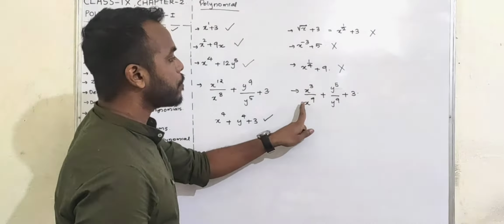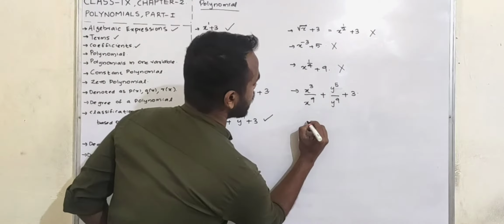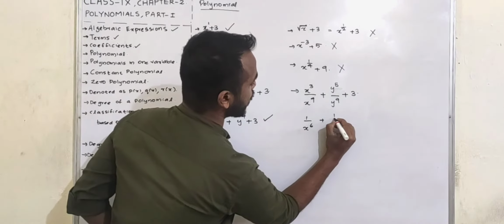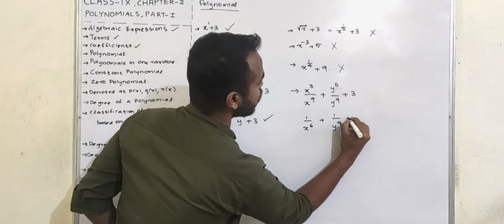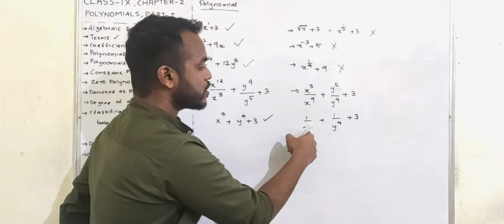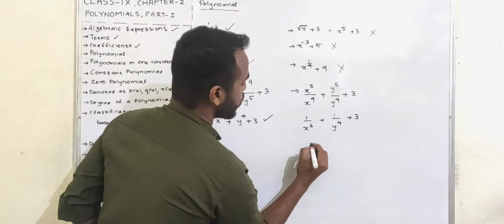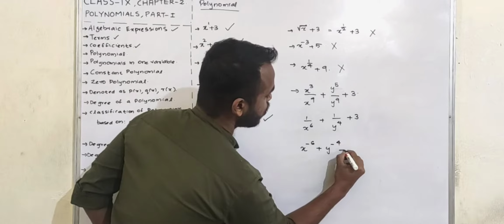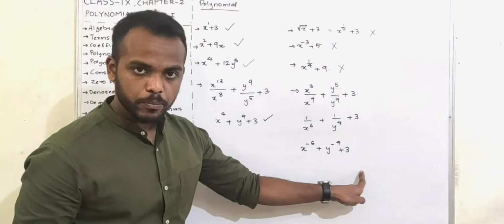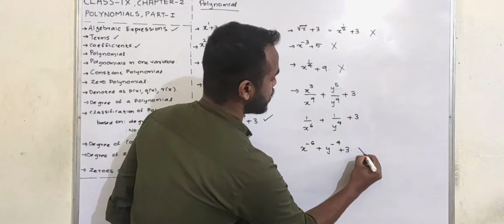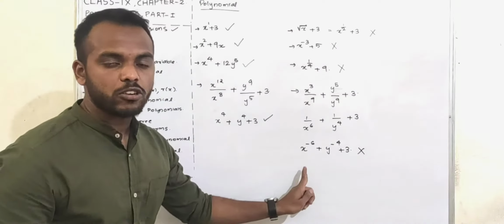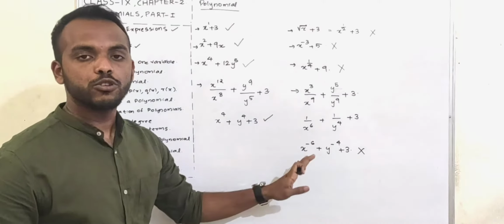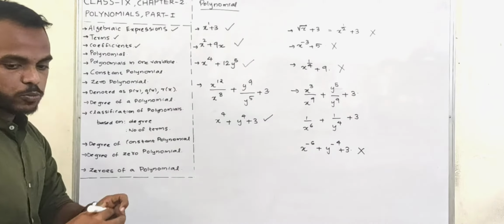x raised to 3 by x raised to 9. That is 1 by x raised to 6 plus y raised to 5 by y raised to 9 is 1 by y raised to 4 plus 3. Taking this x raised to 6 to the numerator, I hope you remember this one: x raised to minus 6 plus y raised to minus 4 plus 3. Is this a polynomial? No, this is just an expression. It's an algebraic expression but not a polynomial. This has not enough conditions to become a polynomial. So I hope you remember this part.